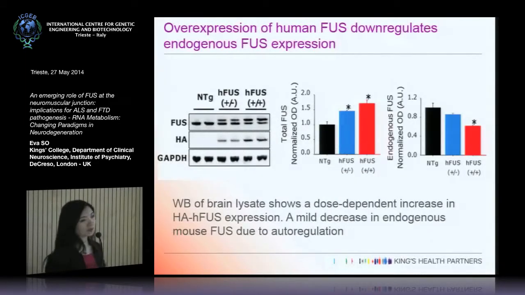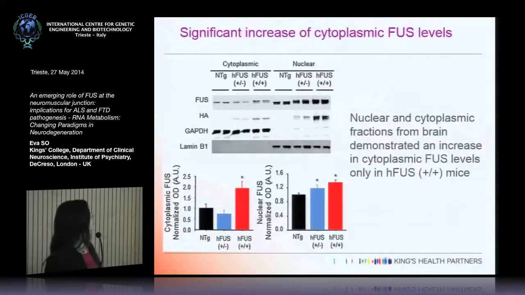When we look at the Western blot of the brain lysate, it shows that there is a dose-dependent increase in the HA-tagged human FUS expression in the transgenic mice, and also a mild decrease in the endogenous mouse FUS due to autoregulation. So this shows that the overexpression of human FUS downregulates the endogenous FUS expression. Also, these nuclear and cytoplasmic fractions from brain show that there is an increase of cytoplasmic FUS levels only in the homozygous mice, as you can see here.